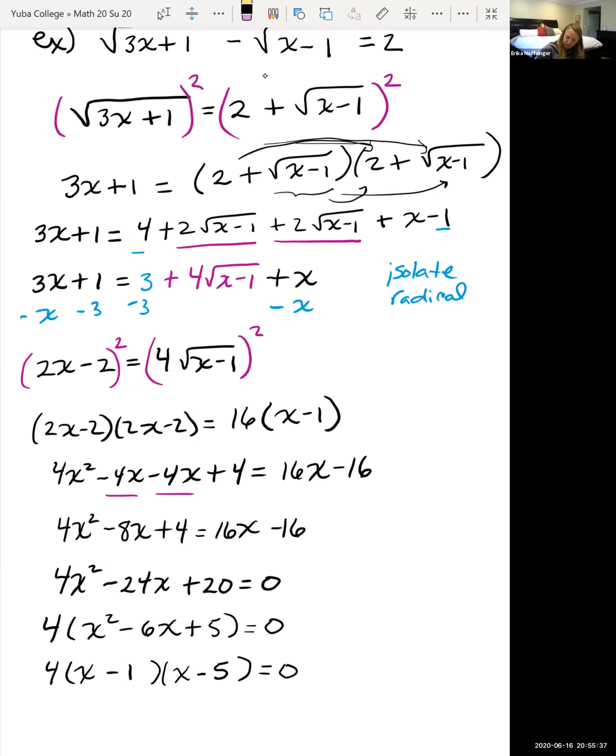Set each factor equal to 0. Well, 4 is never equal to 0, so we're okay there. X minus 1 equals 0, though, when x is equal to 1. And x minus 5 equals 0 when x is 5.